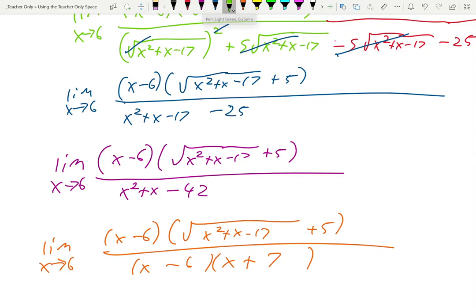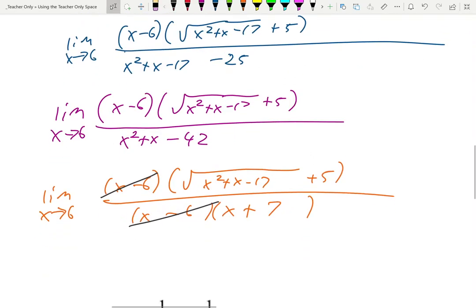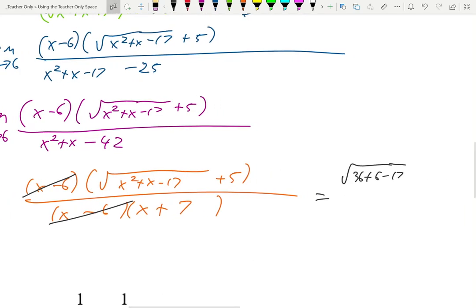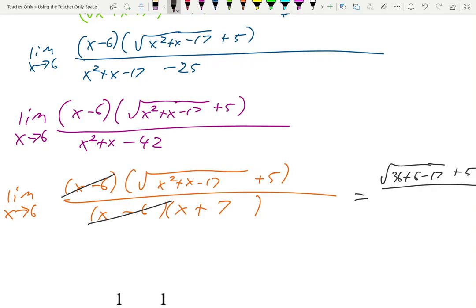So there's my factoring. And this is a moment of happiness because the x minus 6 divides with the x minus 6. And I am now able to substitute in my 6. I'm able to substitute my value. This is going to give me, we already did this math. When I substituted 6 into this, it's going to be 36 plus 6 minus 17. That didn't change, right? The only thing that changed is this became a plus 5 instead of a minus 5. Over, now when I substitute my 6 here, it's going to be 6 plus 7.